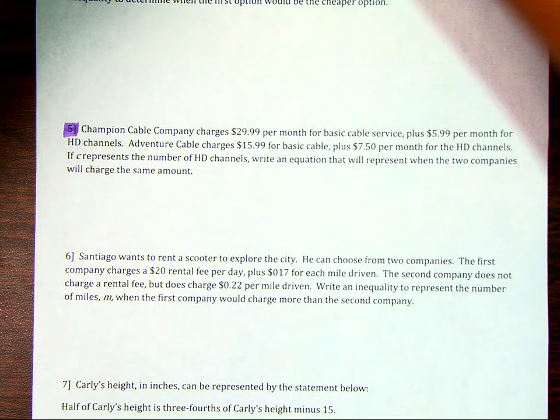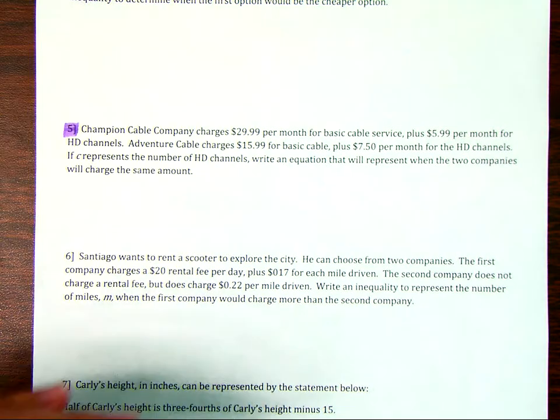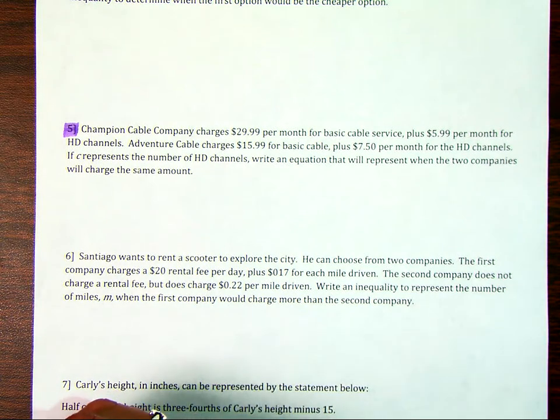Let's look at number 5. It says, Champion Cable Company charges $29.99 per month for basic cable service plus $5.99 per month for HD channels. Adventure Cable charges $15.99 for basic cable plus $7.50 per month for the HD channels. If C represents the number of HD channels, write an equation that will represent when the two companies will charge the same amount.